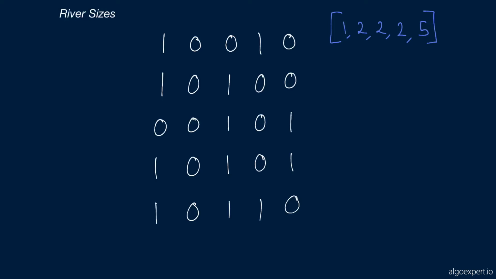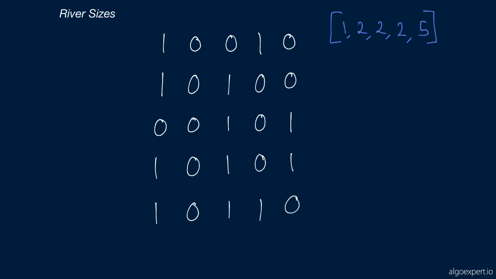In this video, we're going to be covering the question of river sizes. This is, by all accounts and measures, one of my favorite questions. It's a classic graph traversal question. Basically, you're given a matrix, in other words, a two-dimensional array, that doesn't necessarily have an equal width and height. And the matrix contains only zeros and ones.